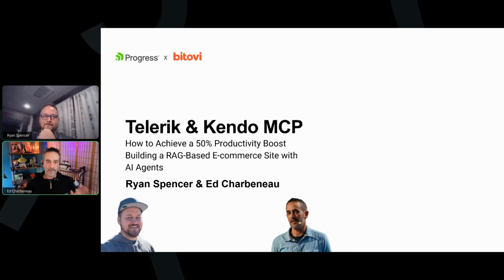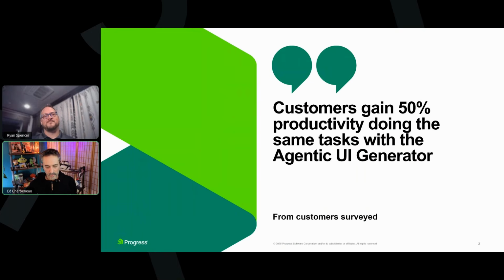Today, we are going to be talking about how we achieve 50% productivity boost while building a RAG-based e-commerce site with AI agents. I'm your host, Ed Charbonneau, and with me is Ryan Spencer from Bitovi. And we're going to be talking about our Telerik and Kendo Agentic UI Generator a bit today.